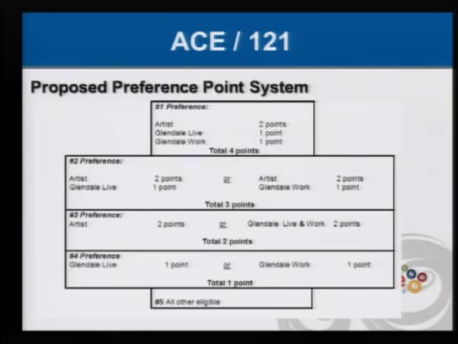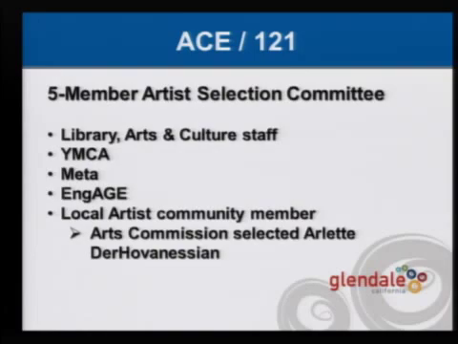So this is how we assign points. We have a selection committee. Again, this was something that the Housing Authority looked at in July. We wanted somebody from our Library, Arts, and Culture staff. The YMCA is our partner. Meta, the developer. Engage is the service provider. And then a local artist. The Arts Commission has selected Ms. Duro-Venetian.